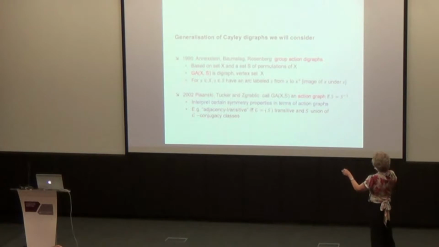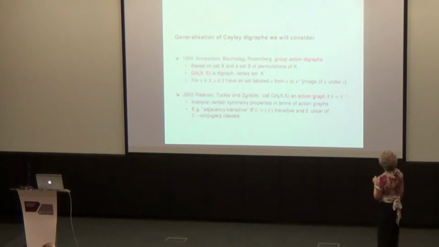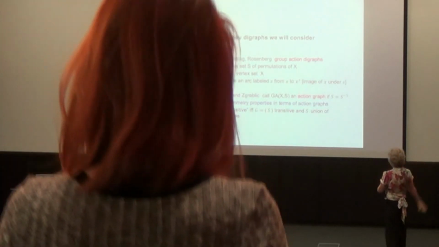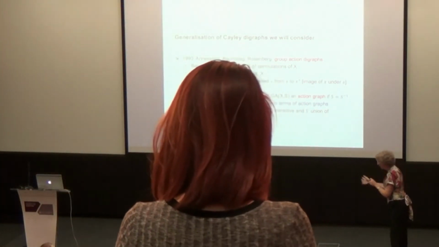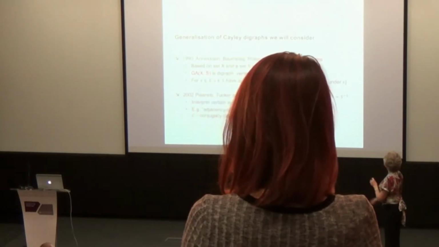And there are two papers I will mention, both of them published in 2002, so it's about 10 years after the Einstein et al. work. Pizanski, Tucker, digraphs. They put extra conditions on their graphs and they call them action graphs. They're interested in self-inverse, inverse closed subsets of permutations. And they're interested in interpreting certain symmetry properties of graphs in terms of conditions on the action graphs. So they've got a particular interest in application in their work.